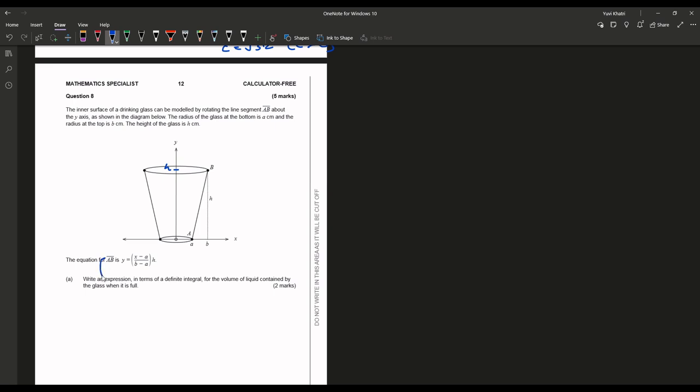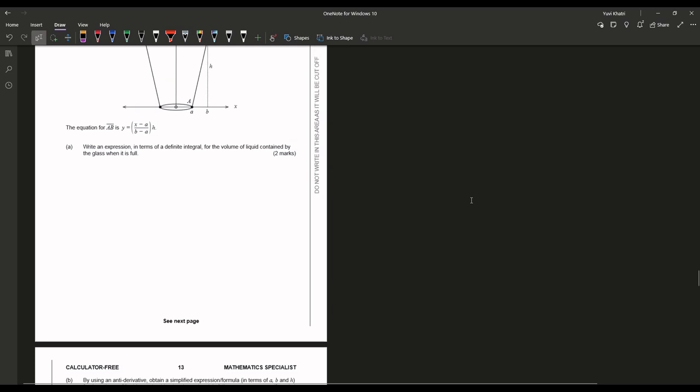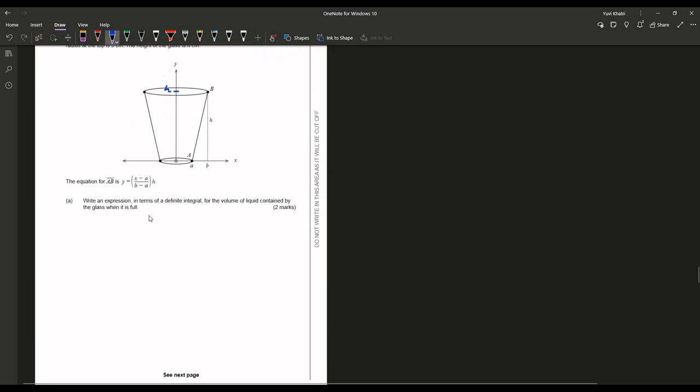And the equation for AB is this equation. It says here, part A, write an expression in terms of a definite integral for the volume of liquid contained by the glass when it is full. So we are just going to revolve the line segment AB around the y-axis between the bounds 0 and h.